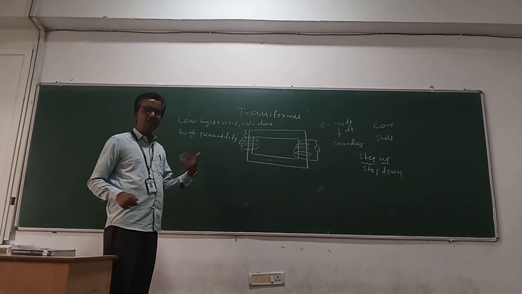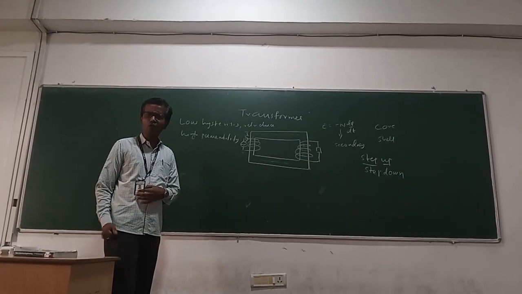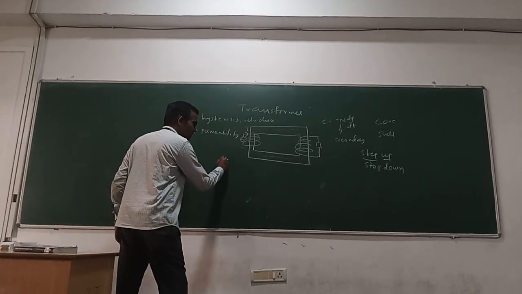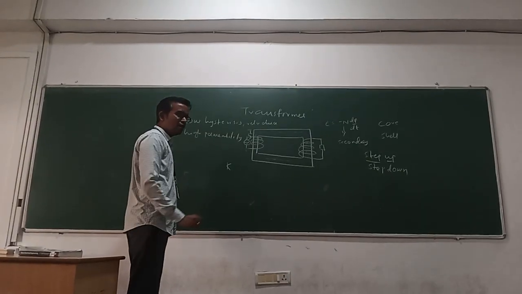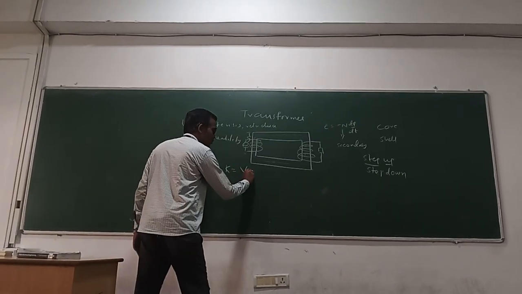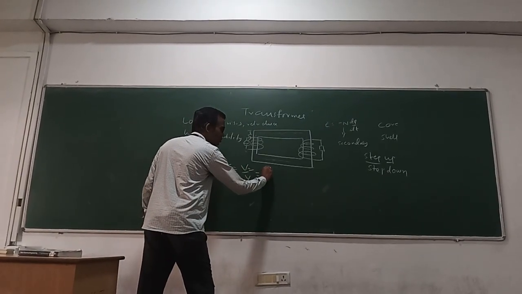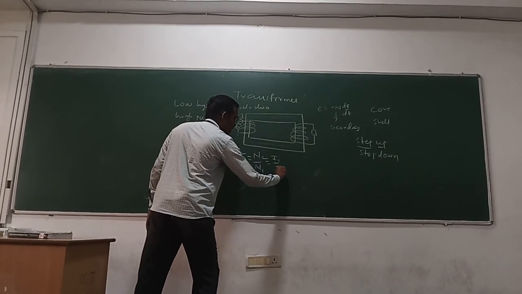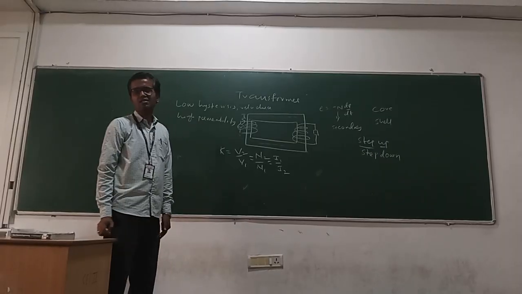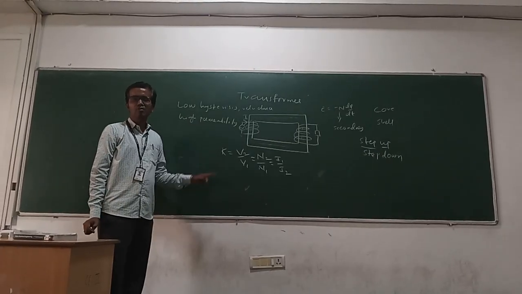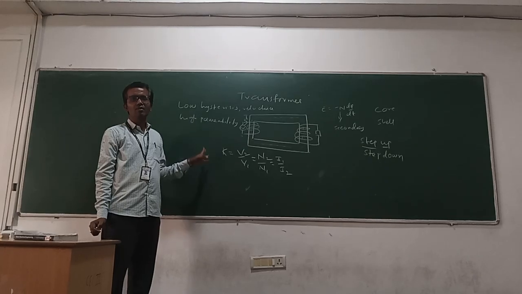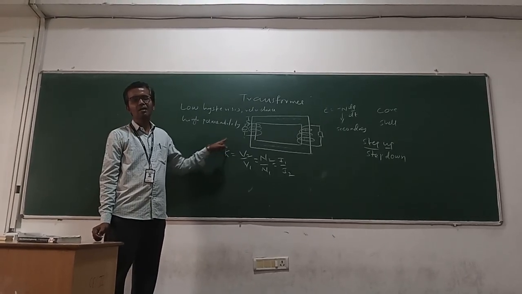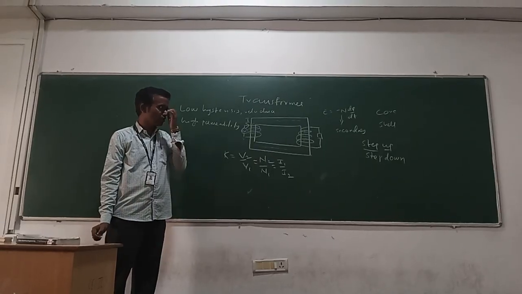Now we shall see the transformation ratio, which relates the primary and secondary. The transformation ratio of the transformer is given by K equal to V2 by V1 equal to N2 by N1 equal to I1 by I2. This is called the transformation ratio of the transformer. Therefore, with the transformation ratio we can relate the primary and secondary.